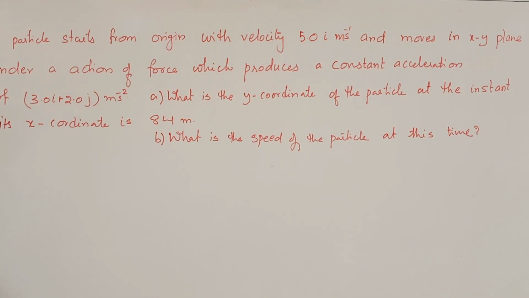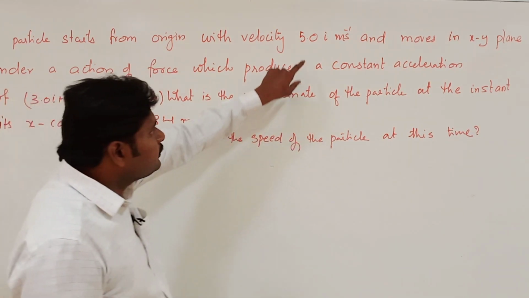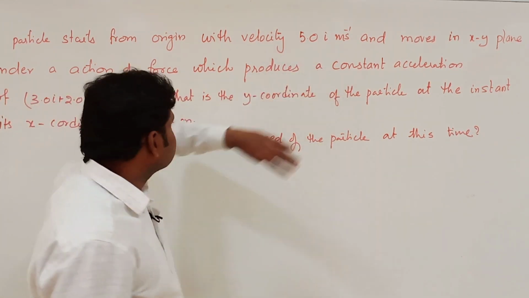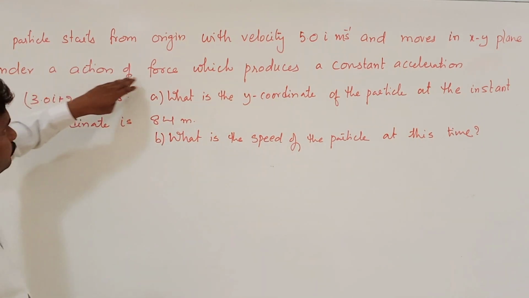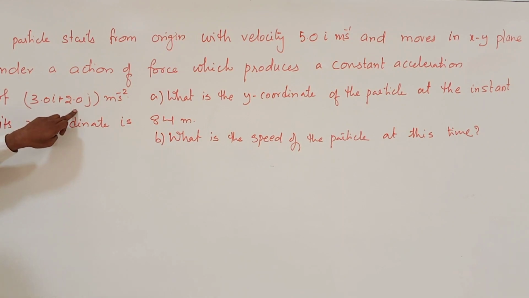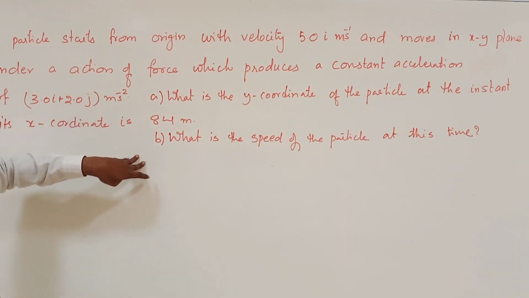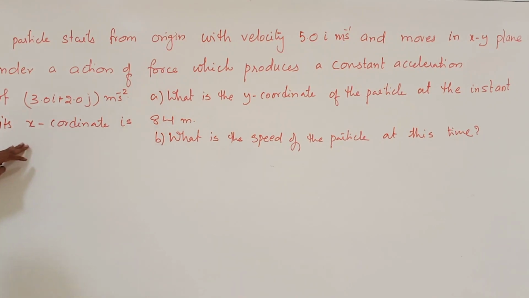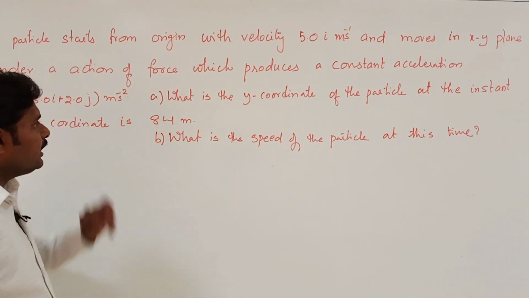Now a simple problem: a particle starts from the origin, meaning initial coordinates are 0, 0, with the velocity 5.0 i along the x direction, that means it moves in the xy plane under the action of a force which produces a constant acceleration of ax component and ay component. And what is the y coordinate of the particle at the instant its x coordinate is 84 meters? And second one, what is the speed of the particle at this time?